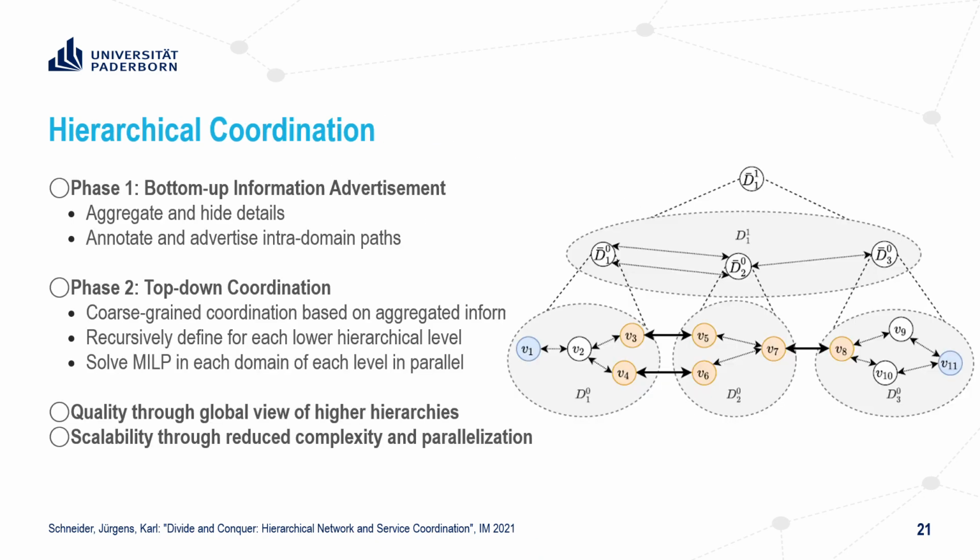So overall, our hierarchical coordination approach consists of these 2 phases, the bottom-up information advertisement and then the top-down coordination. And the main idea is that we can ensure the quality of our approach through this global view that we have at higher hierarchical levels, but also ensure scalability by reducing the complexity that we have when going between these hierarchical levels, and by parallelizing coordination between the different domains.